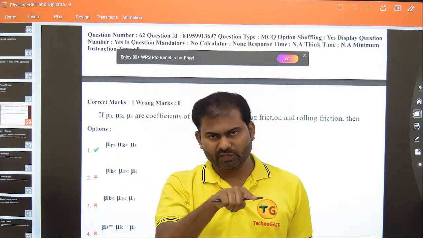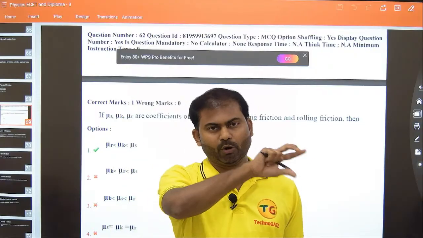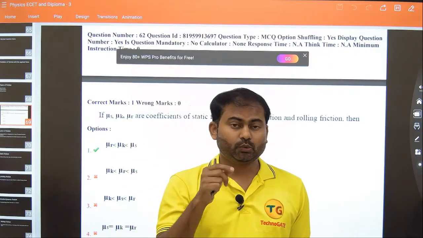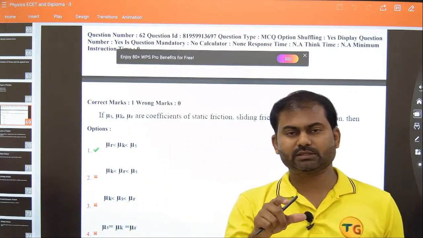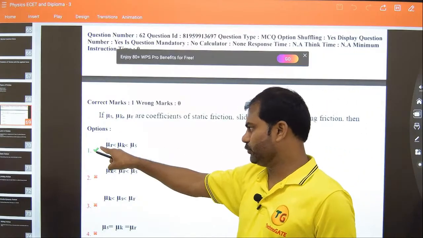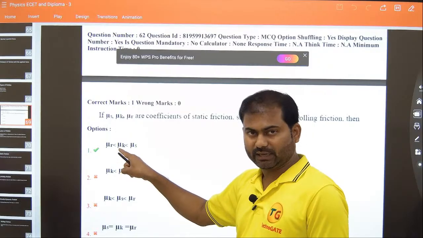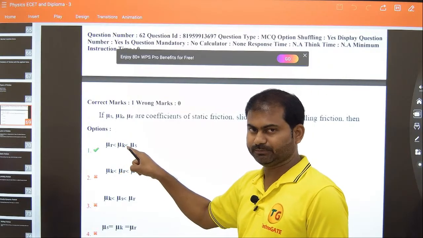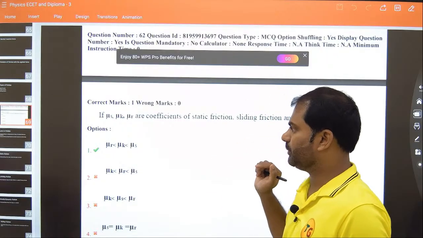You do the rolling of wheels because you want the least amount of friction. You want some friction so that the body can move, but you want the friction in rolling to be the least value. So mu r is least, mu s is highest, and mu k is in between. That's how the correct answer is option number 1. Clear? So that's how we conclude that it is option number 1.